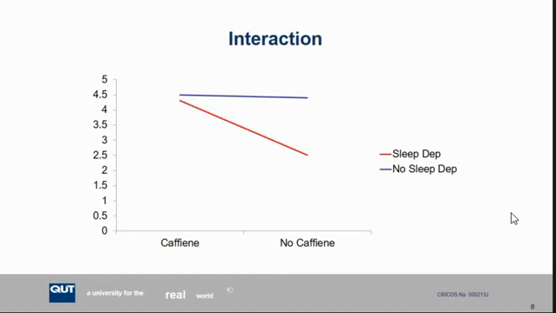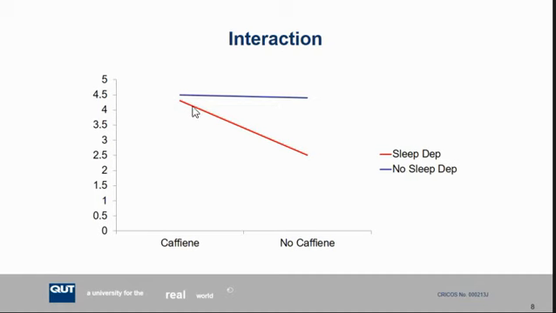Okay, interactions can occur in a few different ways. Let's have a look at this example. So for the people who were not exposed to sleep deprivation, caffeine or no caffeine has had no effect on their scores on the DV. Here we can see that.